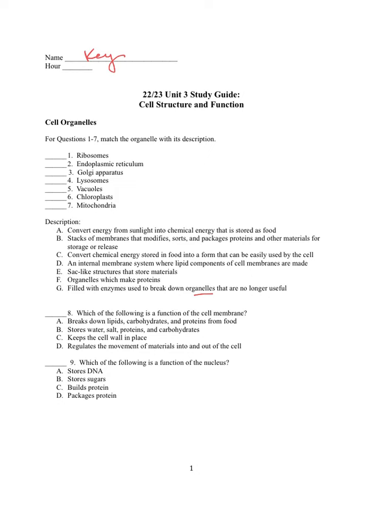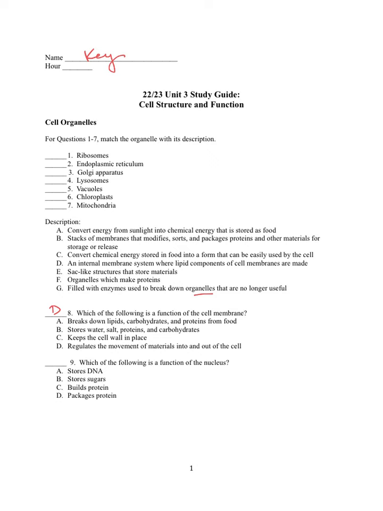Next, we're going to go over the multiple choice questions. So number 8 says, which of the following is a function of the cell membrane? So if you recall, the cell membrane does the job of controlling what can go in and out of the cell because it's semi-permeable. That means that number 8 is D.